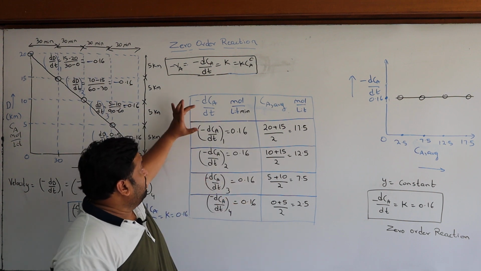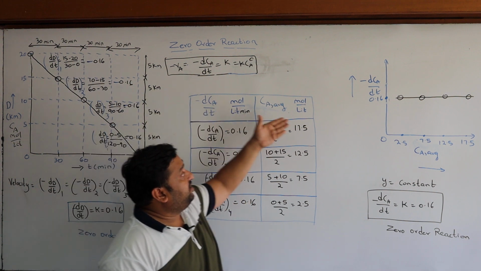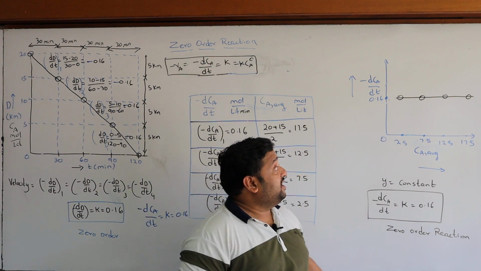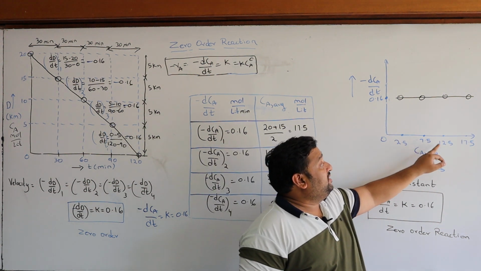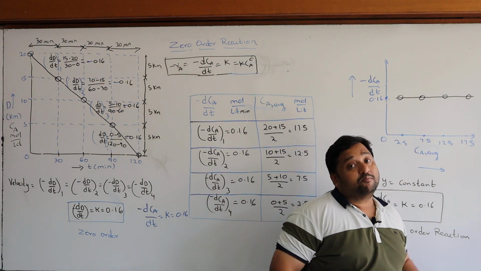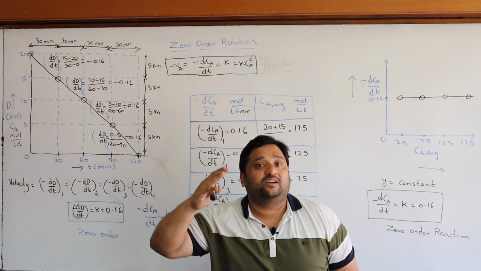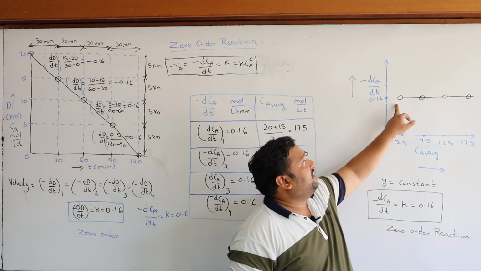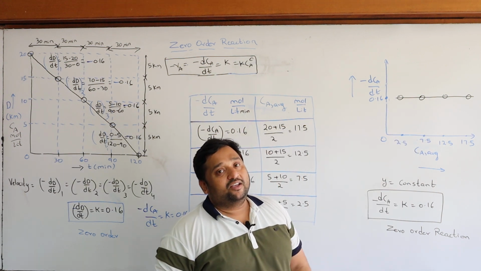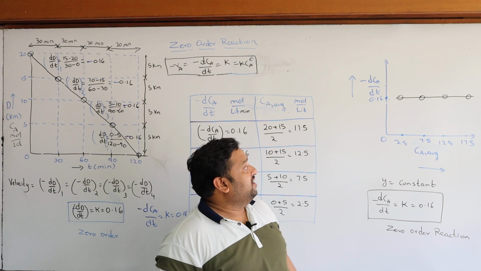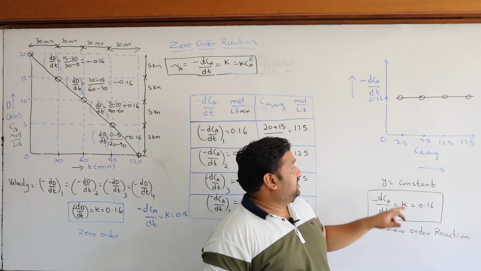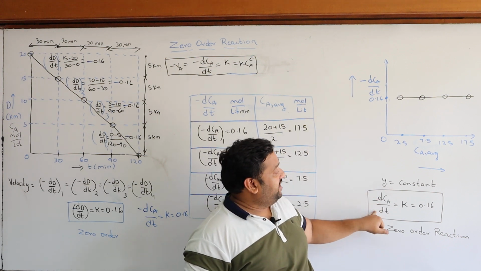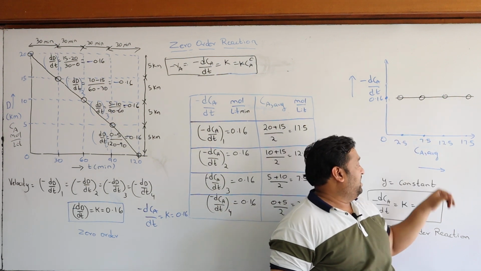Now you have got the data. Plot minus dCA by dt on the y axis and the average concentrations on the x axis. Now you fit the line, and you can observe that whichever the concentration may be, the speed is the same. It is neither rising nor dropping. If that is the case, it is called a zero order reaction. Now fit this line; its slope is nothing but the order of the reaction. You can find out the order of the reaction. Any line parallel to the x axis is nothing but y equal to a constant. What is y in our case? Minus dCA by dt. Minus dCA by dt is equal to k. What is this k? It is 0.16.